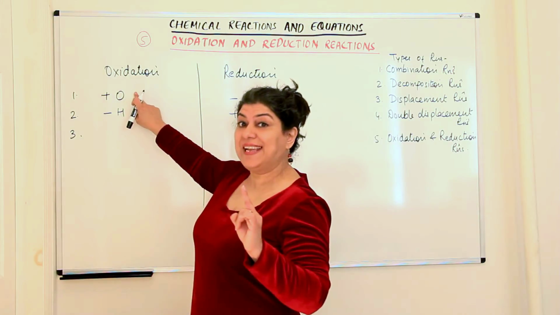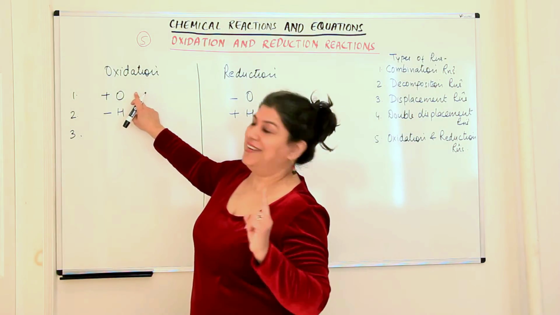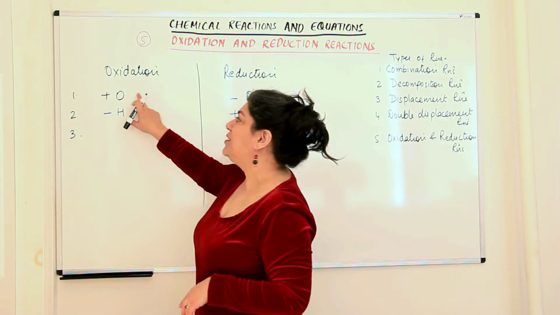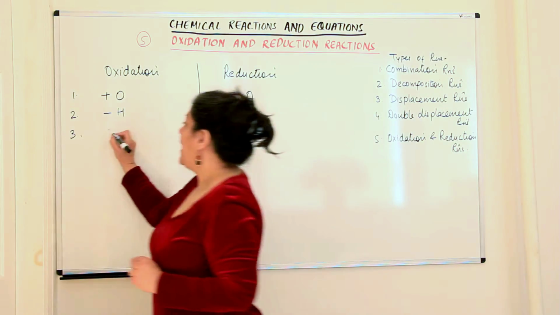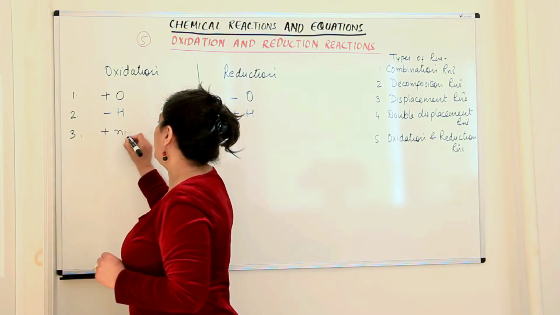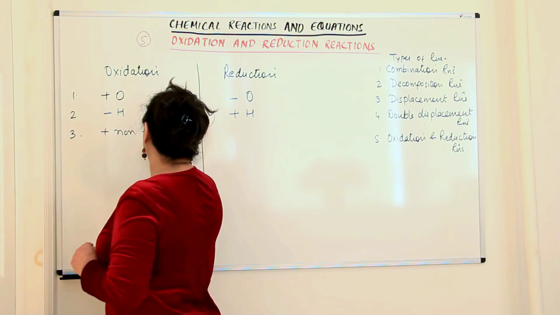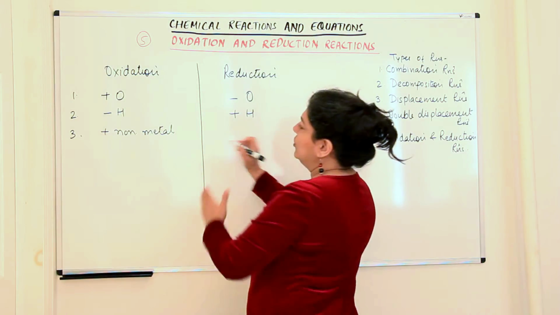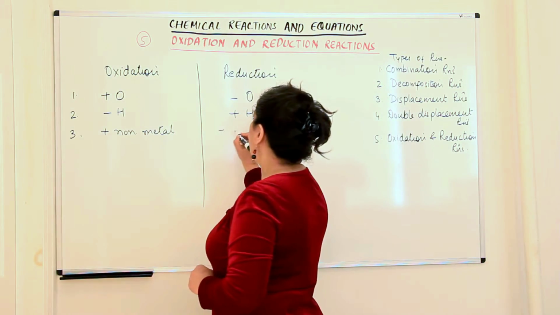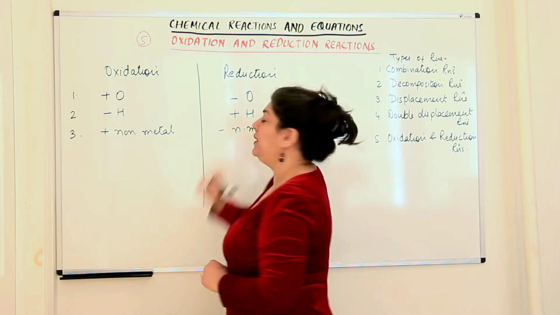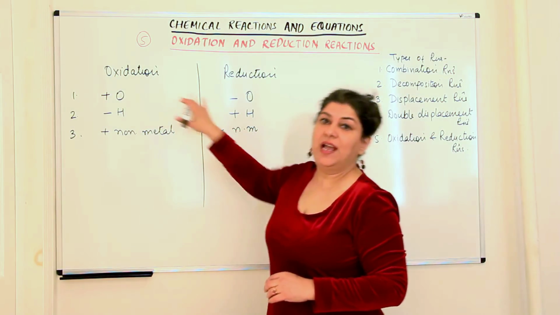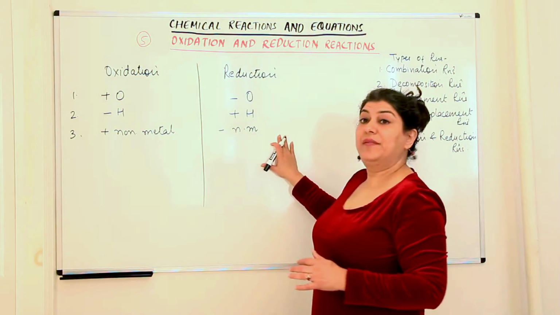The third definition was given in terms of their nature. Let us take it with oxygen. Oxygen is negative and non-metals are negative. So non-metals will show behavior very similar to oxygen. So addition of non-metal would be oxidation, and the opposite, removal of non-metal, would be reduction. Addition of non-metal is oxidation and removal of non-metal would be reduction.